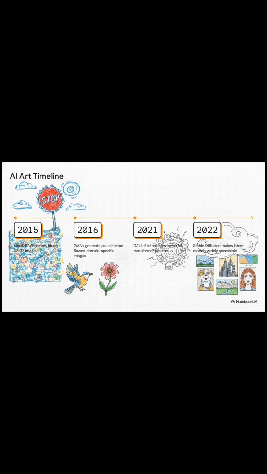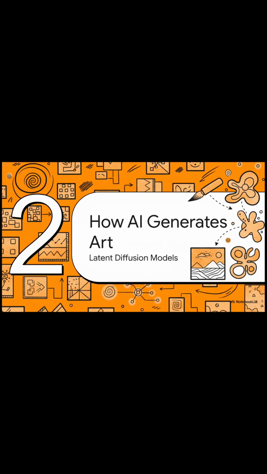The real earthquake, the game changer, hit in the 2020s. OpenAI dropped DALL-E in 2021 using a powerful transformer system, and then in 2022, Stable Diffusion brought this tech to the masses by introducing latent diffusion models. Which brings us to Section 2, how AI generates art using latent diffusion models.